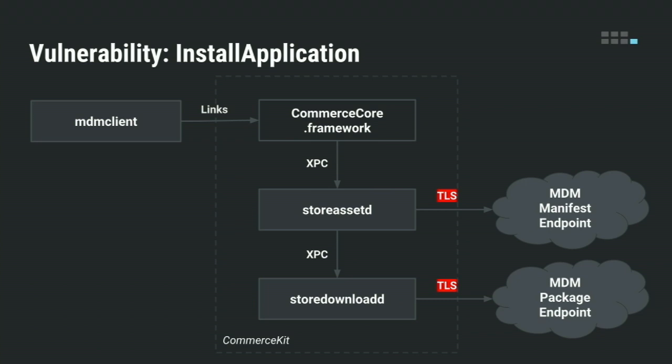So let's look exactly at how this works. MDM client, while executing the install application command, will link against CommerceCore.framework, which will itself use XPC to trigger the asset daemon to process the manifest and validate that it is correct. I skipped a step there. It will actually first download the manifest from the MDM vendor's endpoint and then process it for validity. Now, what's interesting here is there is no pinning, and we'll get to exactly what that means. And again, once the manifest is validated, it will download the package itself and install it.